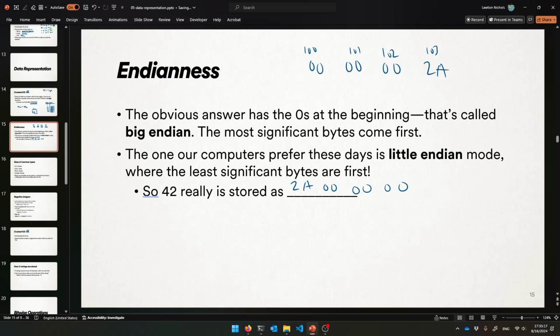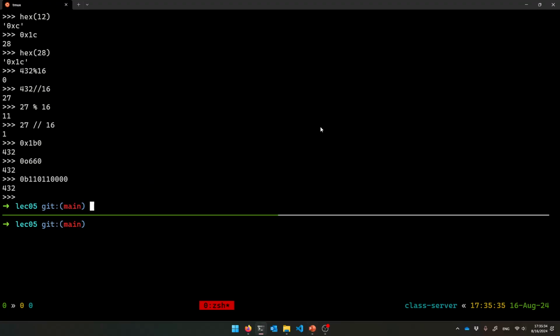So let me prove that to you. It's going to look backwards. Let me prove that to you in a file. Let's say we have a bigger number, 1,208 or 1287 in hexadecimal land, whatever that is. What is that?